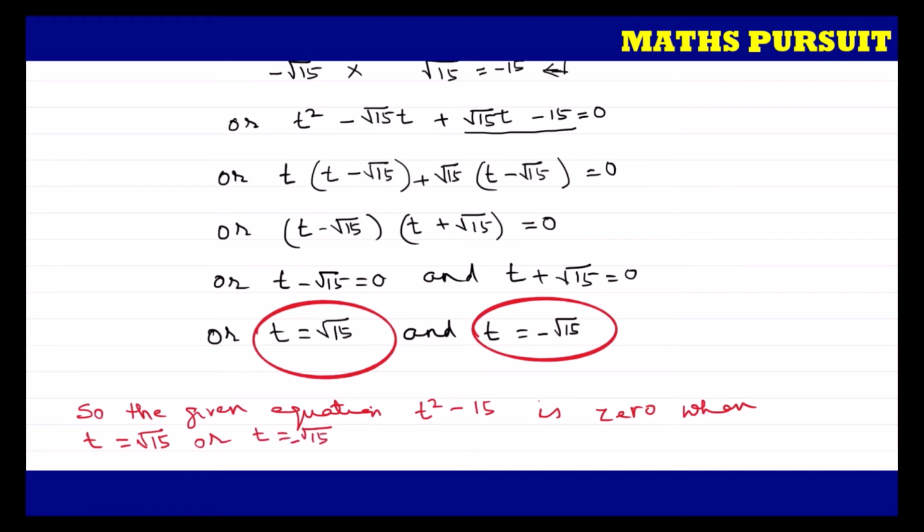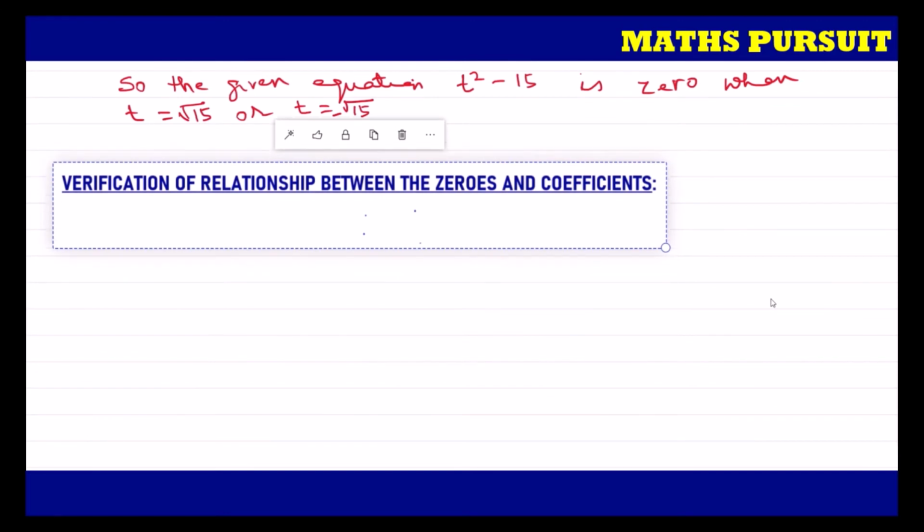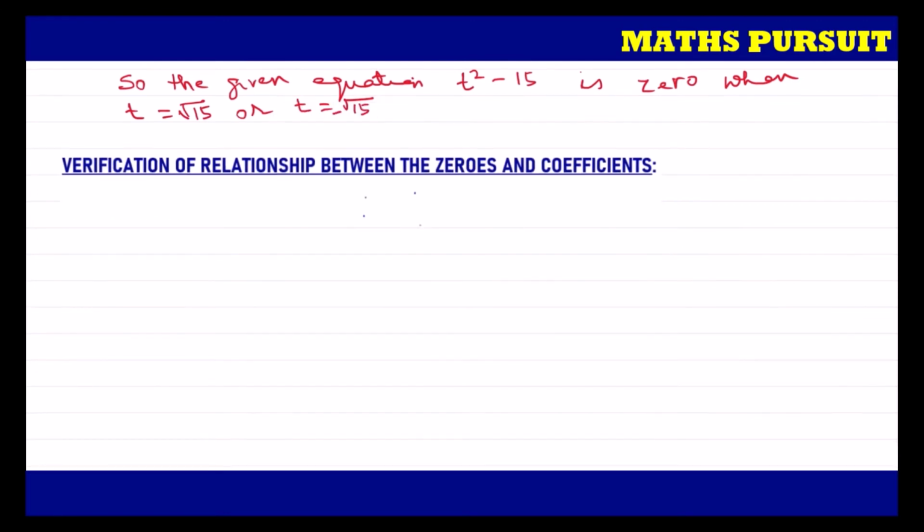So hope guys still here we are very clear. Now let us move ahead and solve the other part of the question. The other part of the question is the verification of relationship between the zeros and the coefficients. Now let's see how we are going to verify this relationship. We will first start with sum of the zeros.